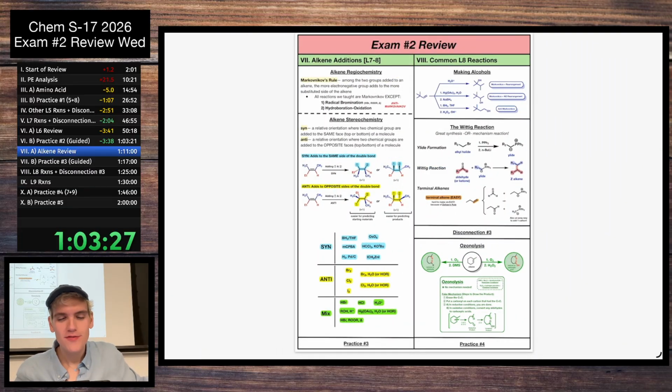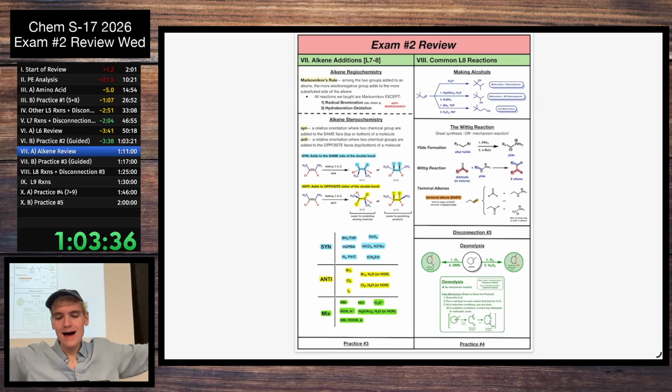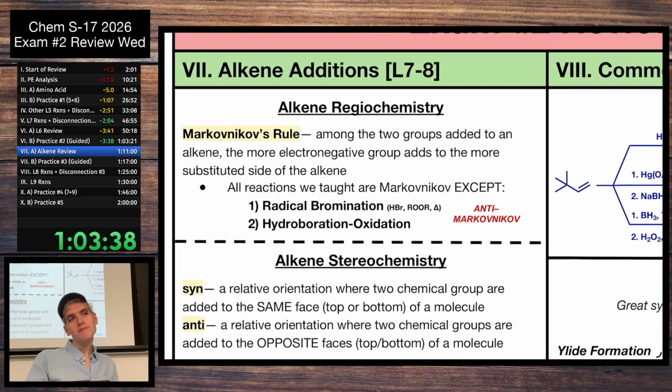We're to everyone's favorite lecture. Lecture 8, alkenes. So many choices. What a beautiful time to be alive. Alkene regiochemistry. All of our reactions are Markovnikov except for 2. And by Markovnikov, we're talking about Markovnikov's rule, which is that the more electronegative group gets added to the more substituted side.